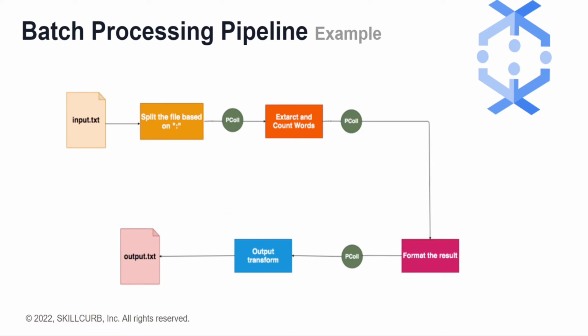Here is the Dataflow batch processing pipeline that we will be using in this lab. In this use case, each word in a text file is counted and its frequency is returned. So Dataflow reads the text file from Google Cloud Storage. The data processing pipeline then splits all the text in the file based on colon. The resultant file is stored in the P collection. The next step of the pipeline is to extract the words from the text file and count them. The resulting file is again saved in a P collection, from which the result is then formatted as required. Finally, the output transform is performed and the resultant data is stored in an output file.